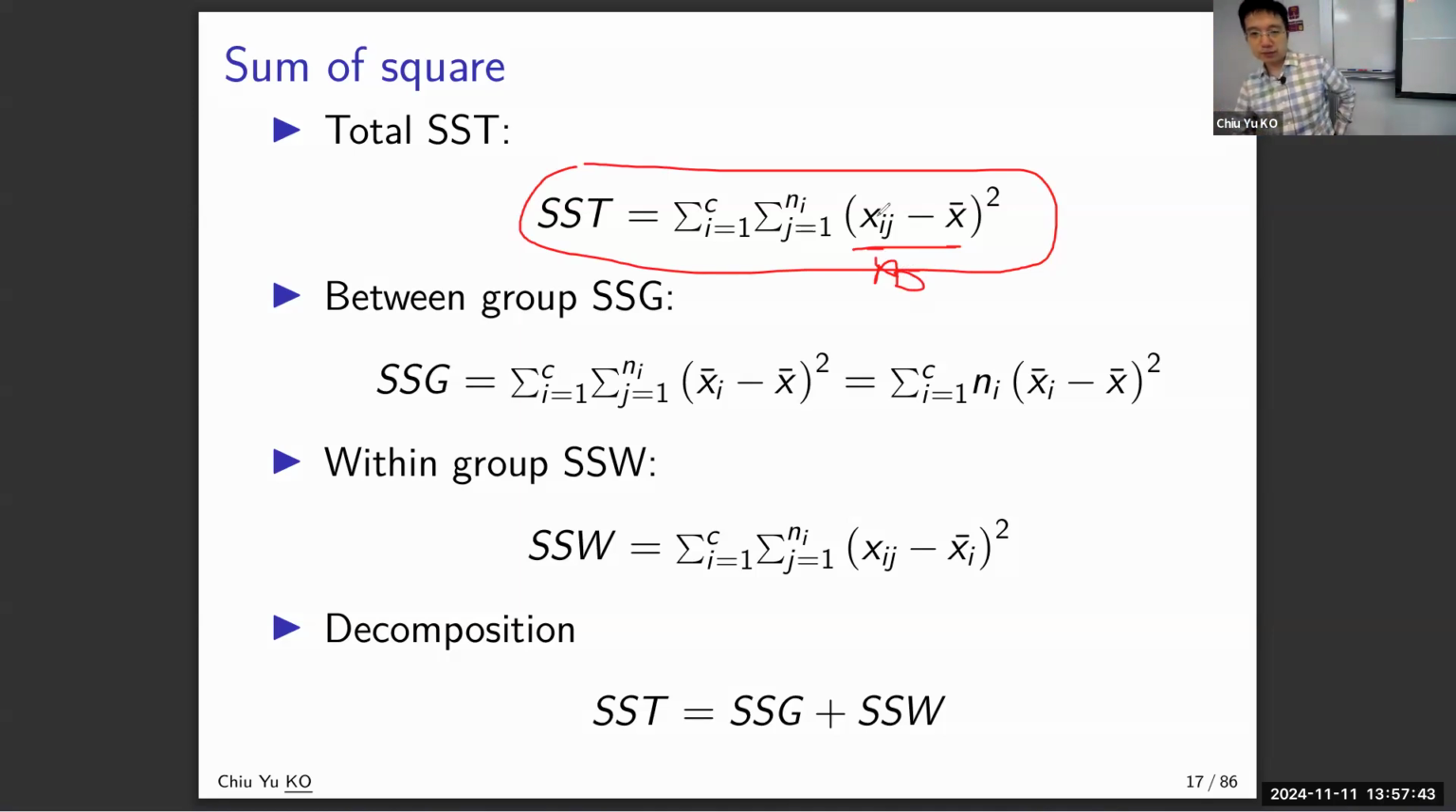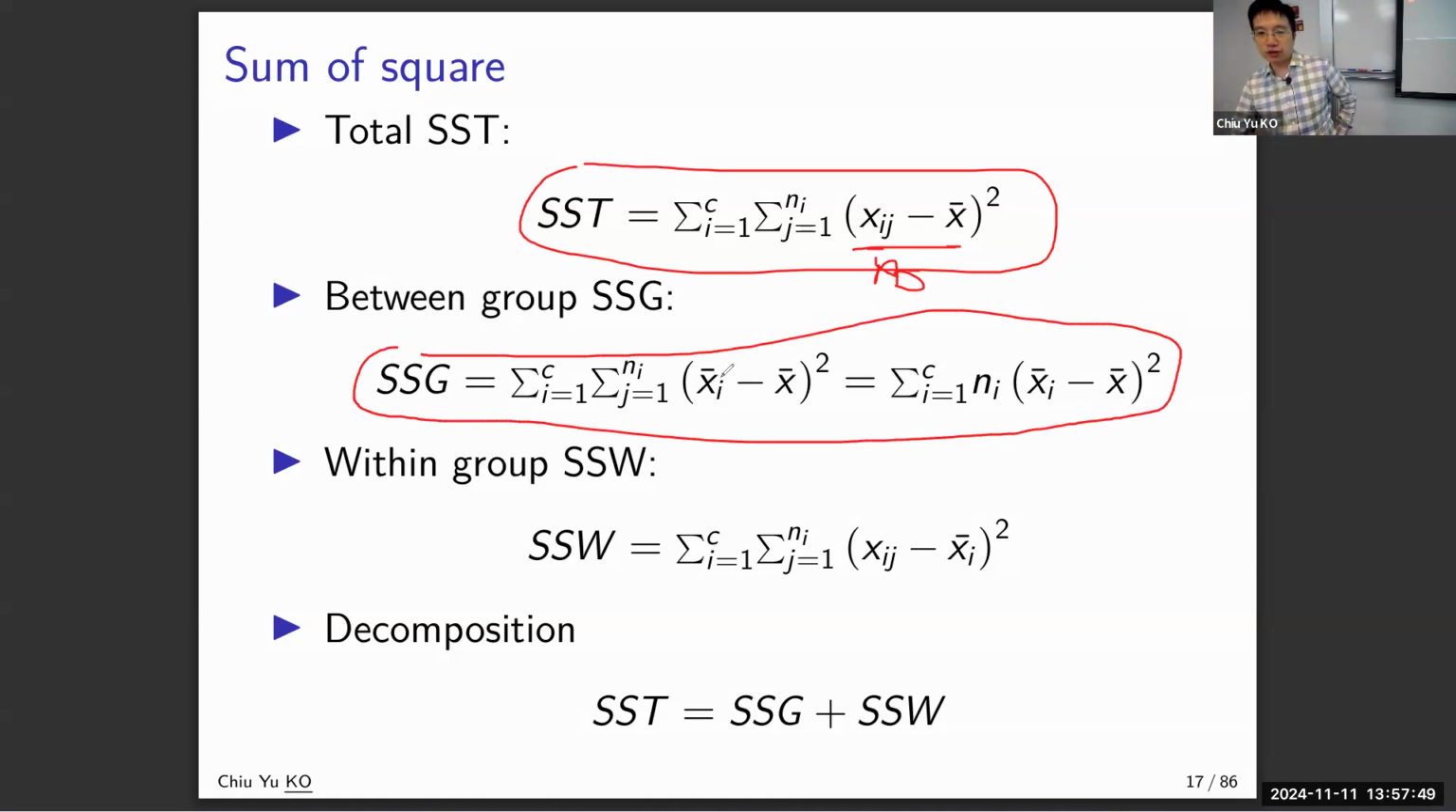Okay, and this is the part that is between. That's what I said: instead of looking at each observation, you replace it by the group mean. Why do I do that? Now I don't consider variation within the group. Everything in the group is replaced by the group mean. I look at how each group is different. So that's why I said between group.